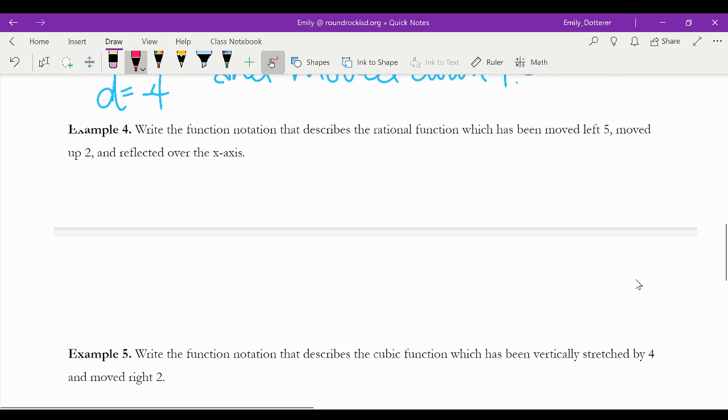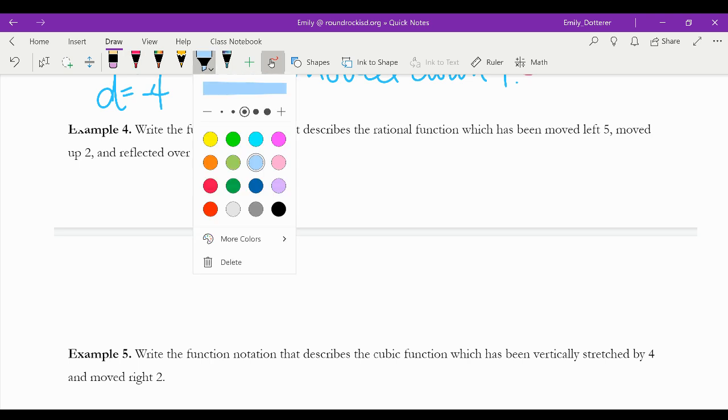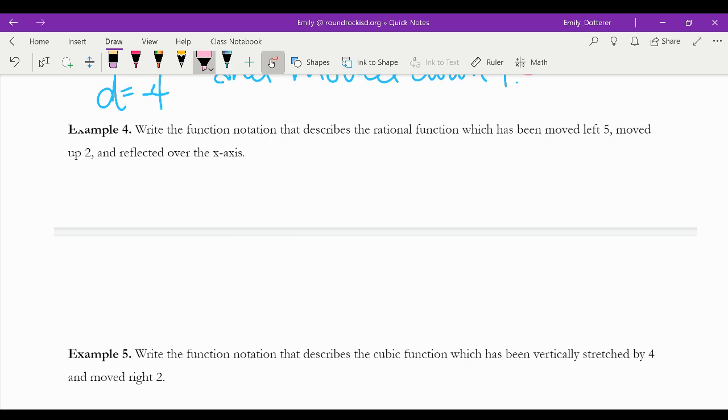Now what we're going to do is go the other way. So we're going to start with the description, and we're going to write the function notation from the description. So we want to write the function notation that describes the rational function. And again, it does not matter what kind of function it is because we're just doing the general one right now.